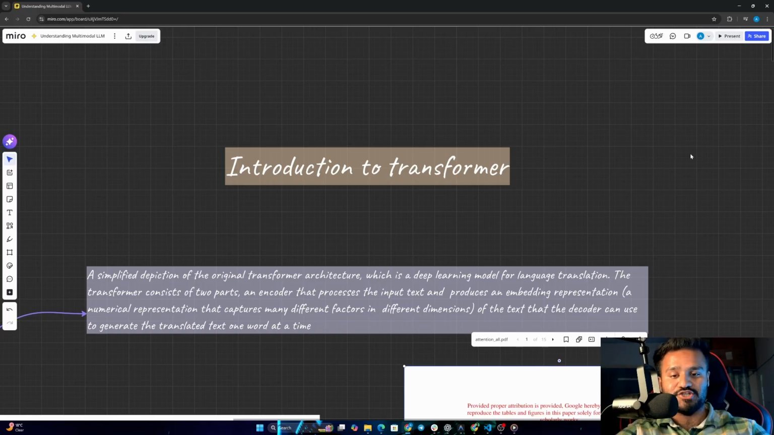In the previous lecture, we discussed pre-training and fine-tuning, the two stages that are involved in building large language models. So today we are going to talk about something extremely important. Think of it like this: if LLMs are the brains, then transformers are the nervous system that makes everything work.